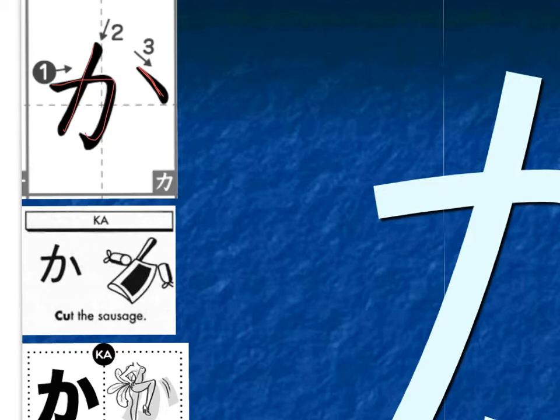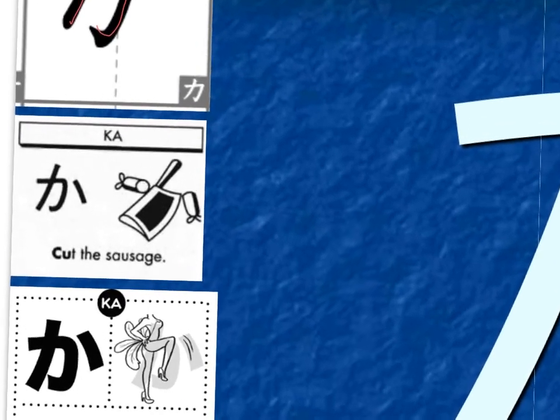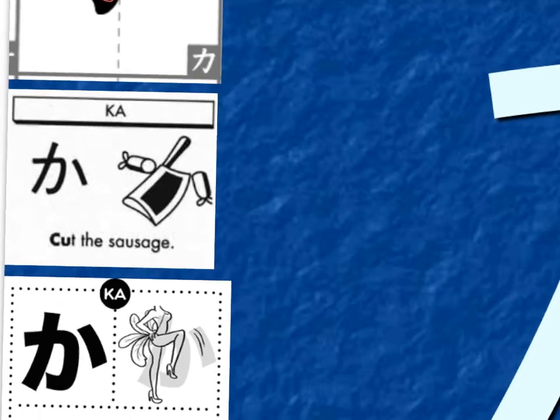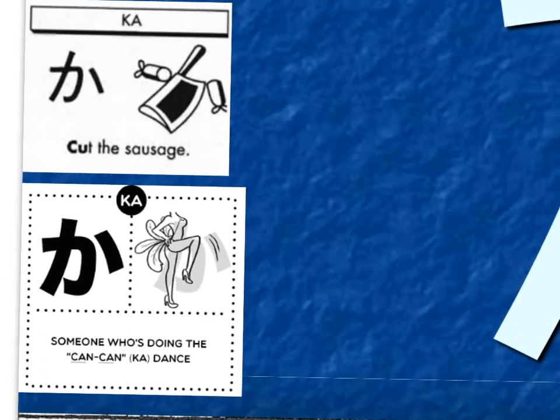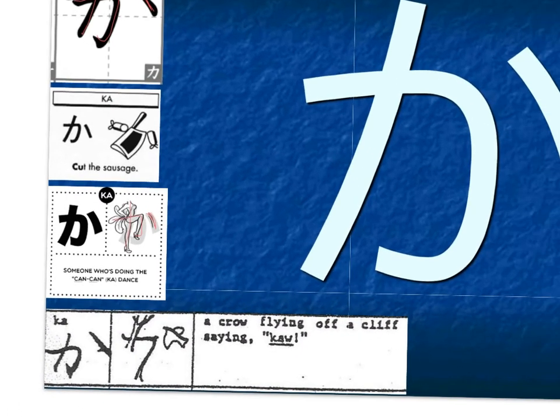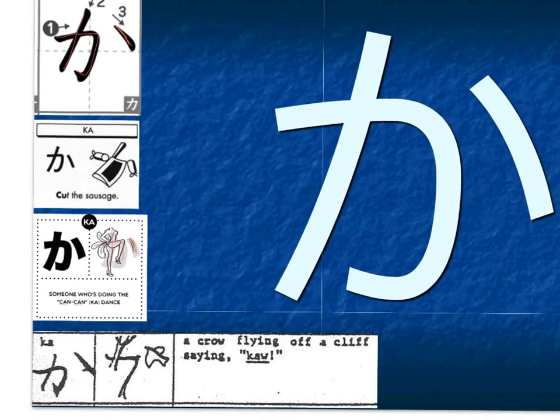Couple of strategies for this one is like cut the sausage. I don't really like this one very much, but if you feel that this is helpful, I think this one right here at the bottom is helpful. Someone who's doing the can dance. So it invokes a sound as well. So you can see this is the shape of her leg as she's kind of kicking it up. This is her body and her other leg. And then you have kind of a motion stroke right there. And that is ka. So somebody who's doing the can.